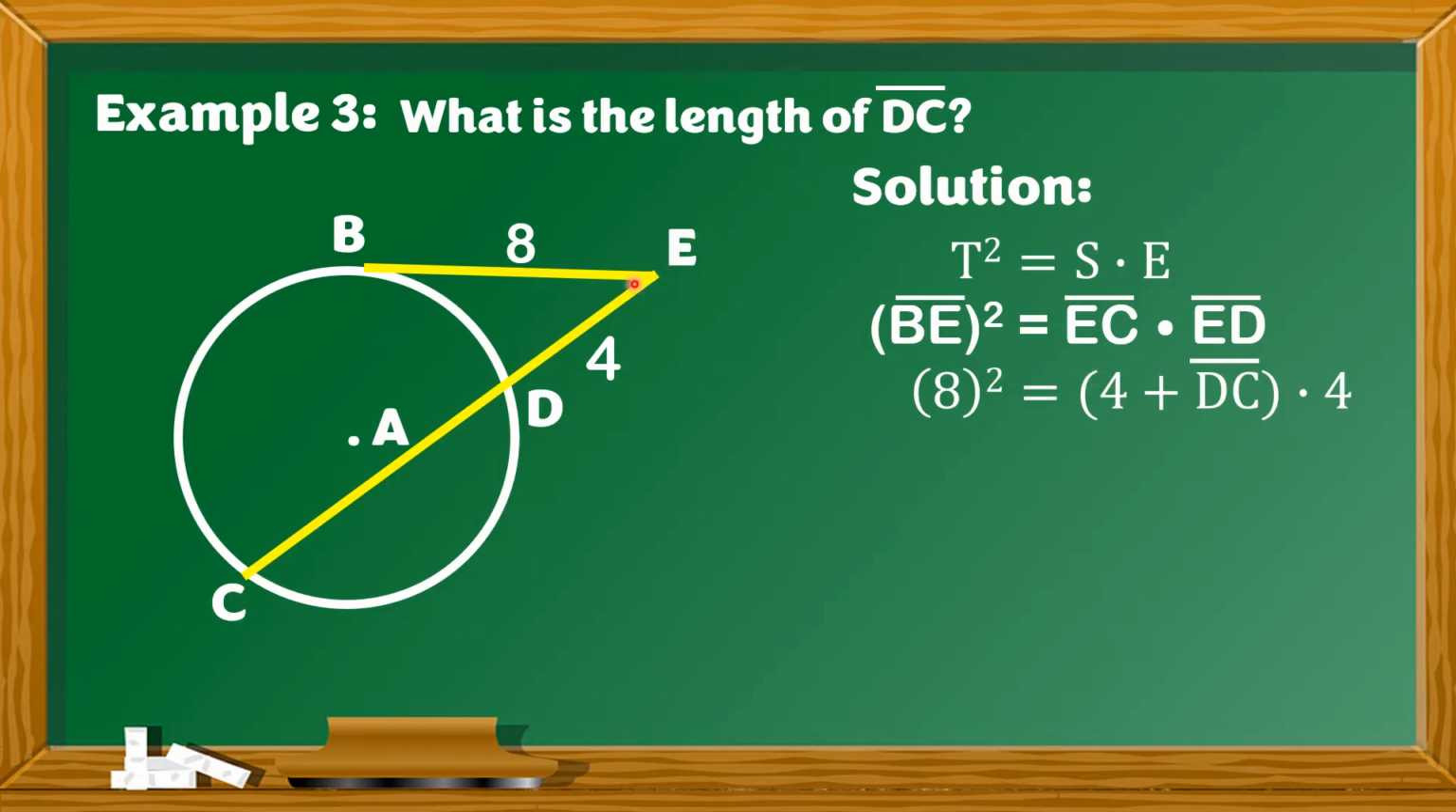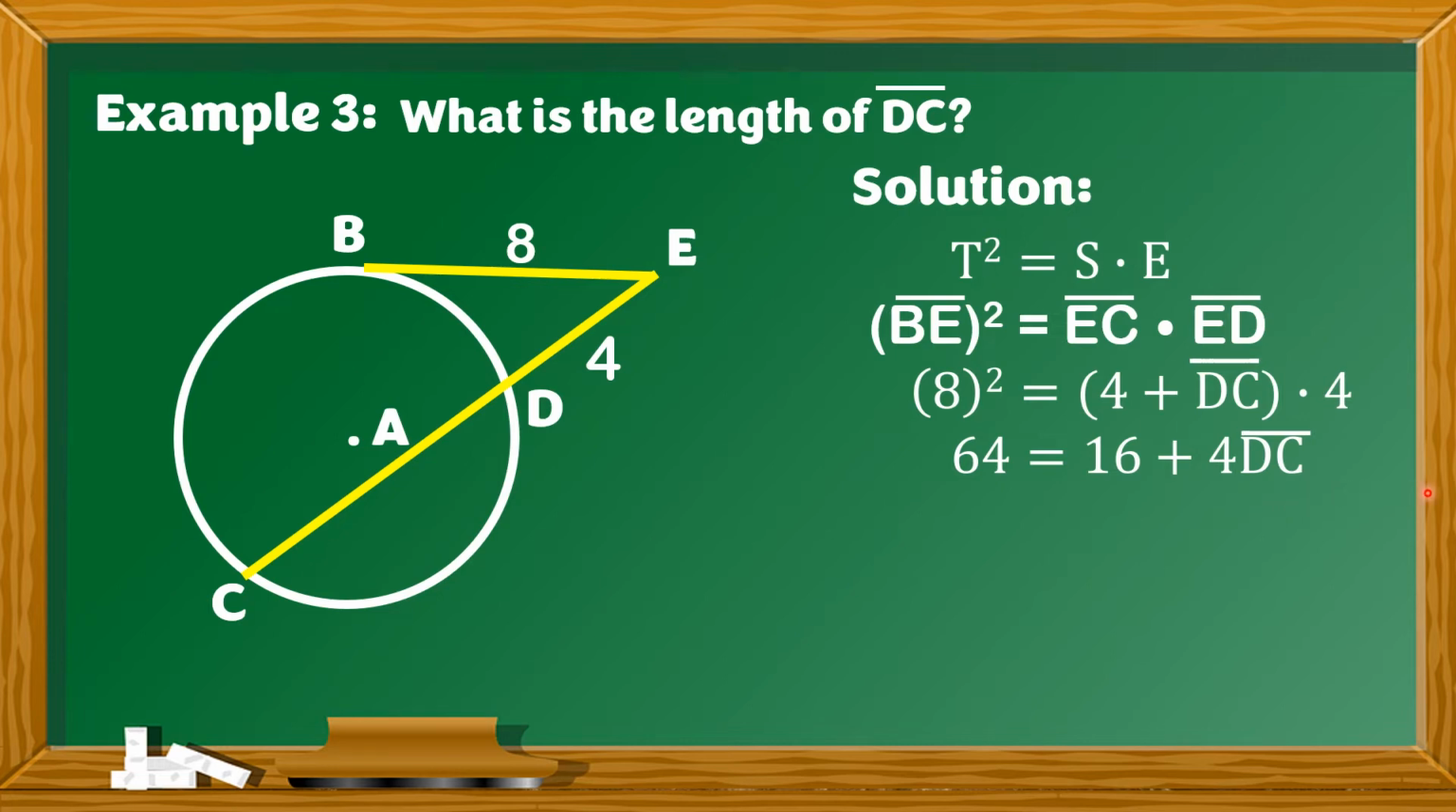So here we have 4 and the unknown, which is line segment DC. So we have 4 plus line segment DC, that is for the secant line. And the external segment is line segment ED, which is equal to 4. And then next, we're going to simplify. The square of 8 is 64, and then 4 times 4 is equal to 16, and then 4 times line segment DC is 4 line segment DC.